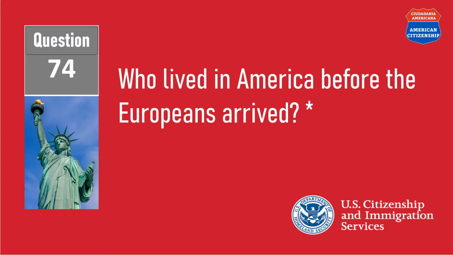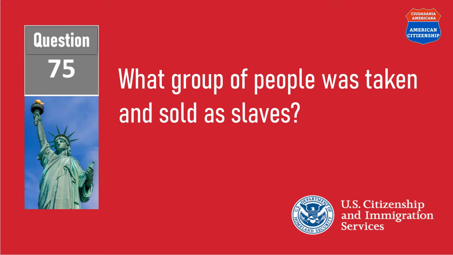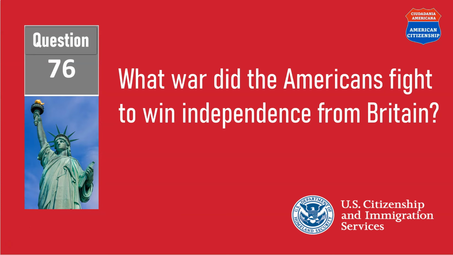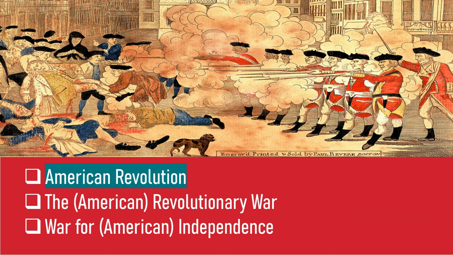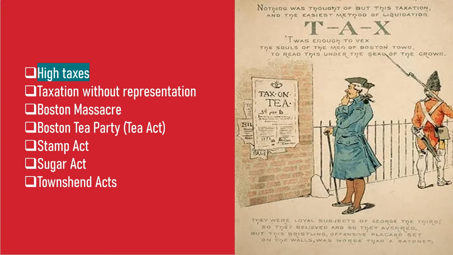Who lived in America before the Europeans arrived? American Indians. What group of people was taken and sold as slaves? Africans. What war did the Americans fight to win independence from Britain? American Revolution. Name 1 reason why the Americans declared independence from Britain. High taxes.